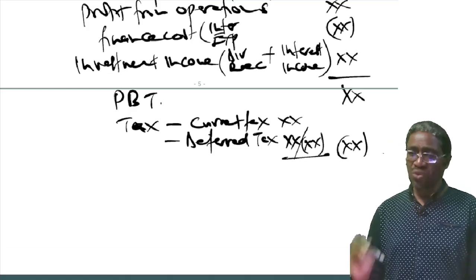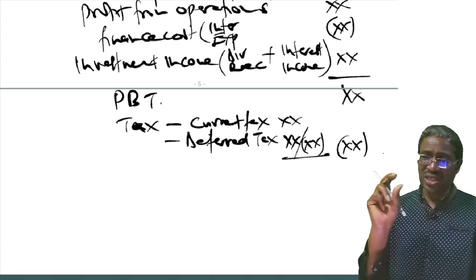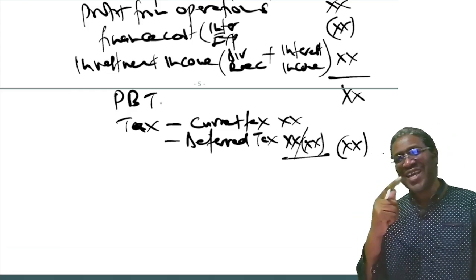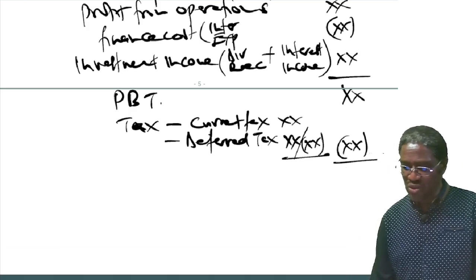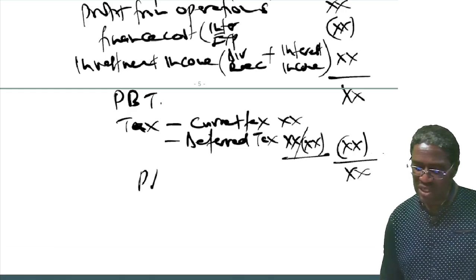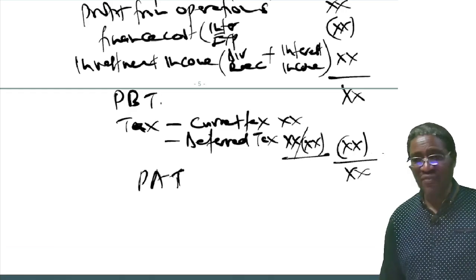Good. But once you adjust those two, that is the current tax and the deferred tax, get the net tax expense, you minus. Then you get what we call profit after tax.